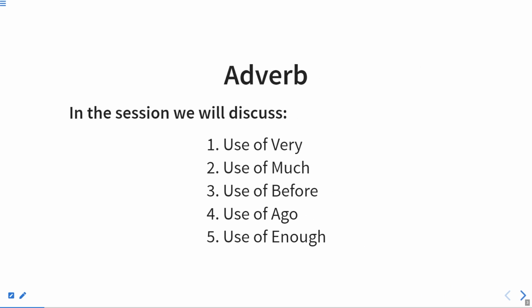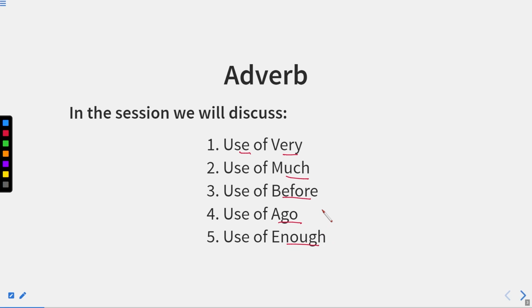Well, in this session, we are going to discuss the use of very. So let me take the marker first. Let me take this red color. Now, very is a very common word. We use it many times in our sentences. So we are going to discuss the use of very so that we can use this particular word in our daily life sentences properly. Use of much, use of before, use of ago, and use of enough. There are many more words that we are going to discuss in this session.